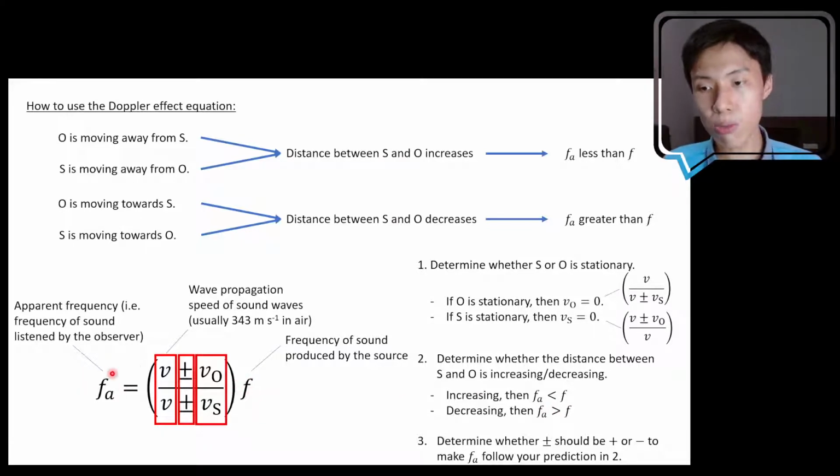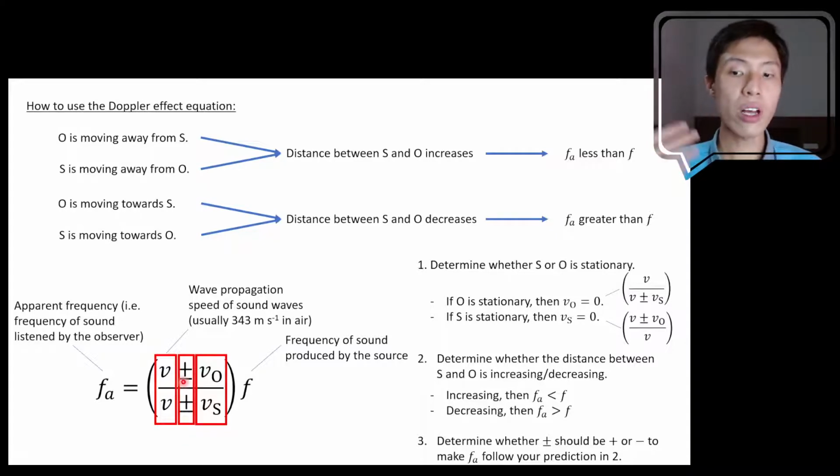Okay, so this will be larger, this will be smaller. So what is inside this bracket here must be greater than 1. If f apparent is equal to 1 times f, then f apparent will be equal to f, right? If f apparent equals 1.2 times f, then f apparent will be greater than f. So we want a value inside the bracket which is larger than 1.